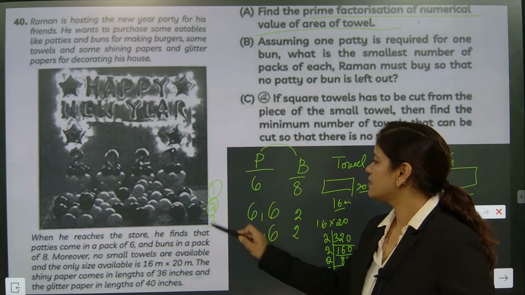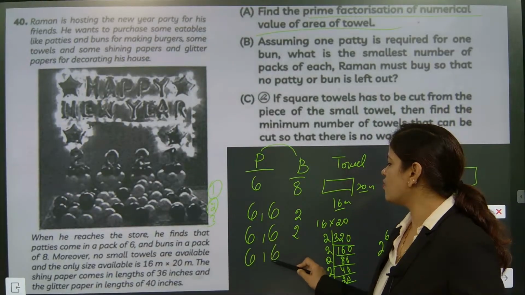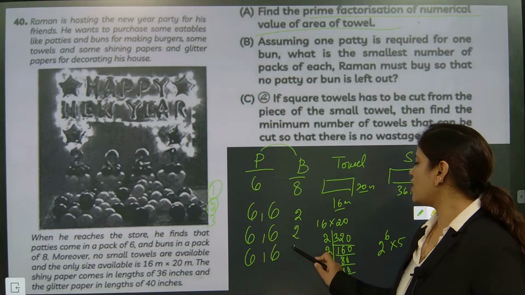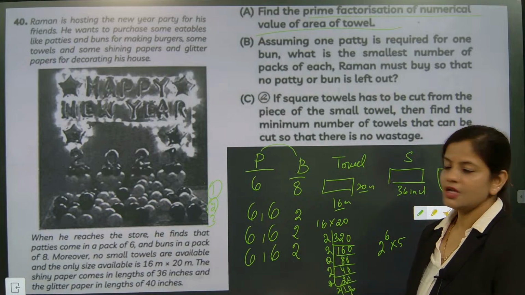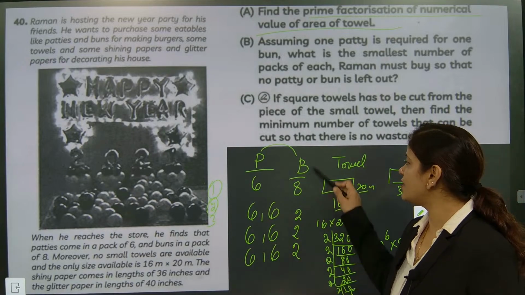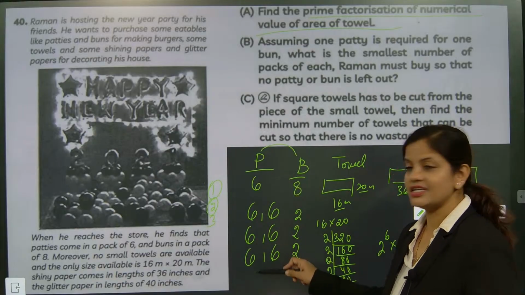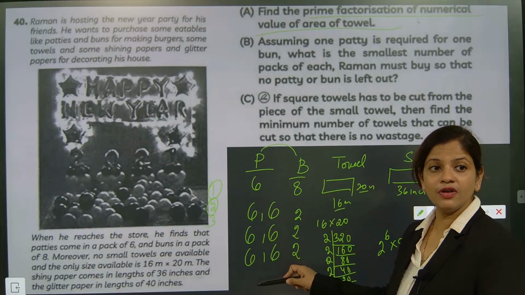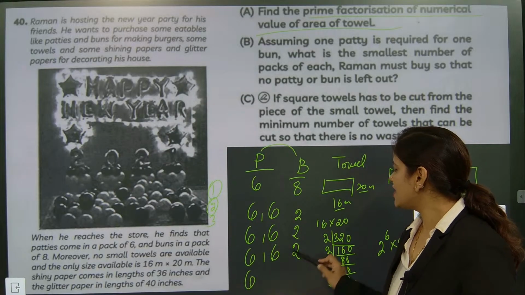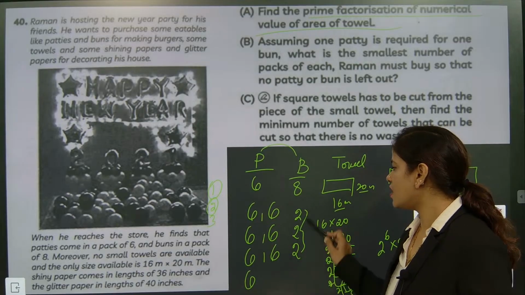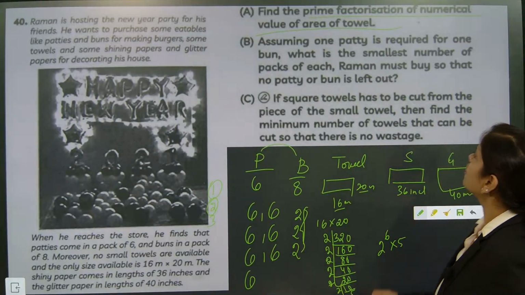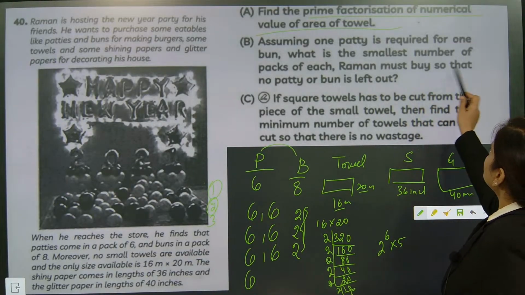Third packet. So again, six patties will go with six buns. Again, how many are left? Two. So this time we will not buy any bun. We will buy one more packet of patties. Then these six buns will be accommodated. Understood?